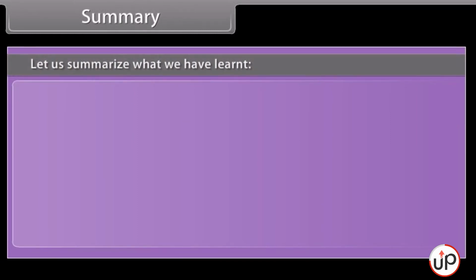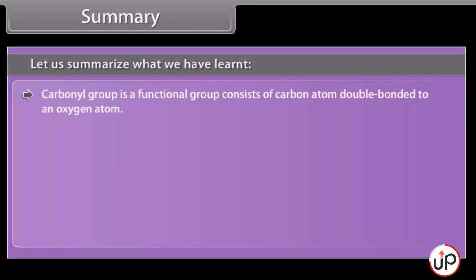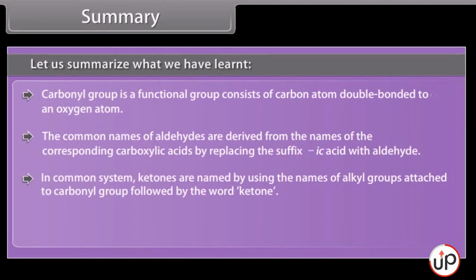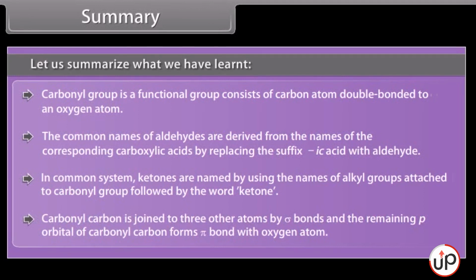Summary. Let us summarize what we have learned. Carbonyl group is a functional group consisting of a carbon atom double bonded to an oxygen atom. The common names of aldehydes are derived from the names of the corresponding carboxylic acids by replacing the suffix -ic acid with aldehyde. In common system, ketones are named by using the names of alkyl groups attached to carbonyl group followed by the word ketone. Carbonyl carbon is joined to 3 other atoms by sigma bonds, and the remaining p orbital of carbonyl carbon forms pi bond with oxygen atom.